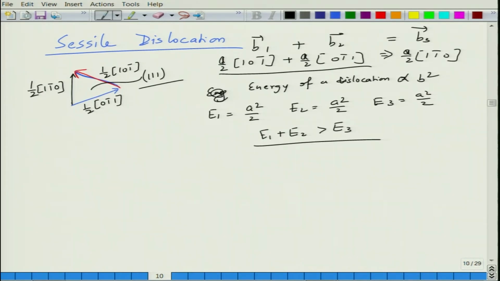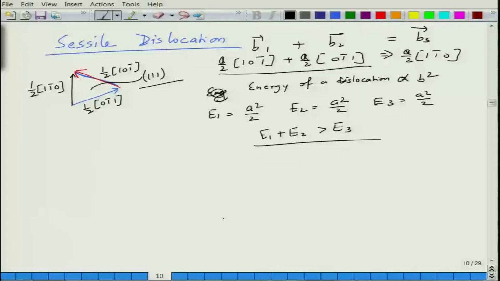So basically what we are saying is that when two Burgers vectors react with each other, sort of a chemical reaction like reaction, when two Burgers vectors, or you can say two dislocations, meet with each other, they give rise to another dislocation with a Burgers vector which is different, which is not the same. So, let us see what it means.